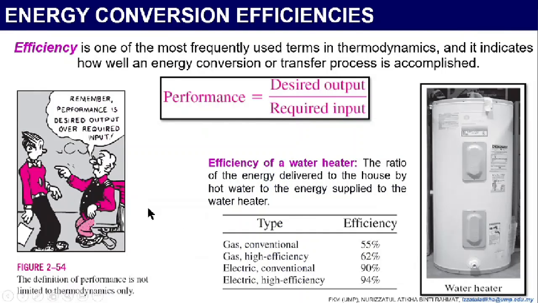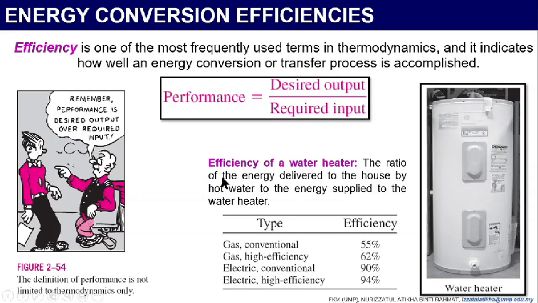Now, we will continue with the next subtopic that is important in chapter 2: energy conversion efficiencies. What is the meaning of efficiency? Efficiency is one of the most frequently used terms in thermodynamics, and it indicates how well an energy conversion or transfer process is accomplished. So, how can we calculate the efficiency of something? First, we want to calculate the performance. Performance equals desired output over required input.